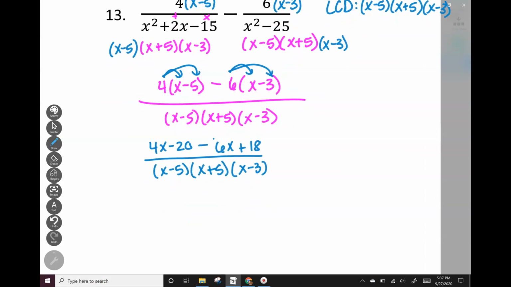And then finally, we can combine like terms. So negative 2x minus 2 all over x minus 5, x plus 5, x minus 3.